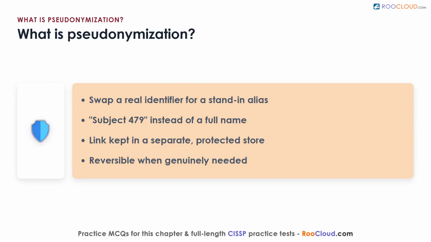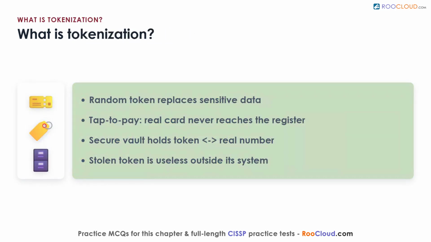Think of an author publishing under a pen name. The books are real, but the true identity stays tucked away until someone with the key reveals it. What is tokenization, and where do you see it? It replaces sensitive data with a random string called a token that means nothing on its own.